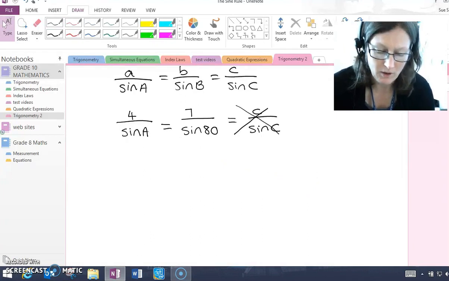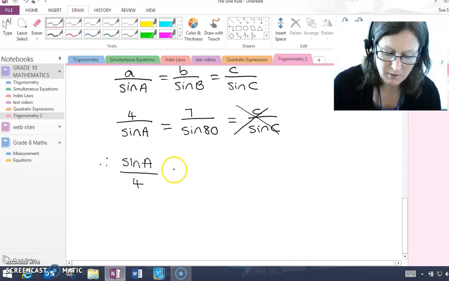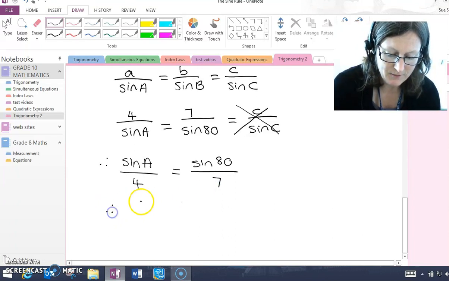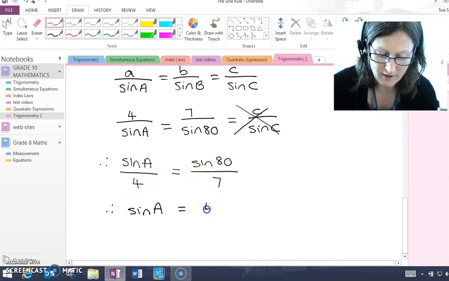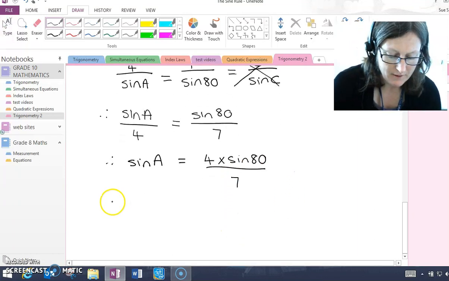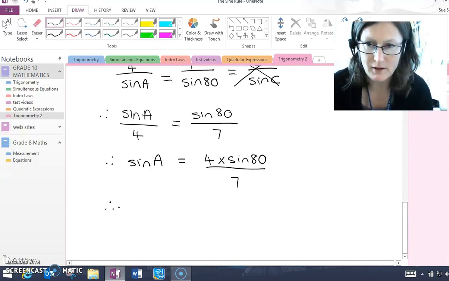I'm trying to find angle A, and I find it easier if what I'm trying to find is on the top. We've talked about flipping before. It is okay to switch them around as long as you flip both sides. I'm trying to find sine A, so I need to move the 4. It's sine A divided by 4, so when I take it to the other side, I times the top by 4. So I have sine A equals 4 times sine 80 divided by 7.